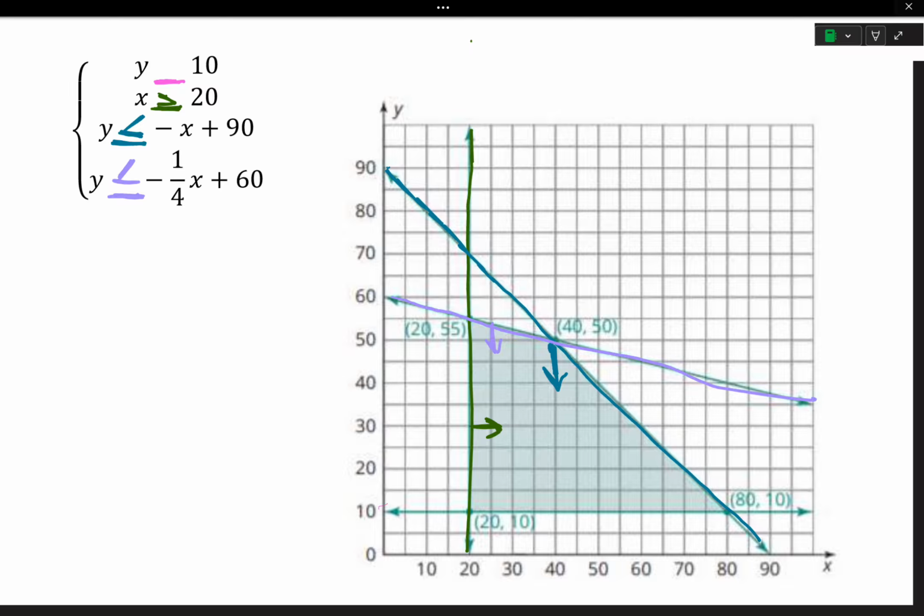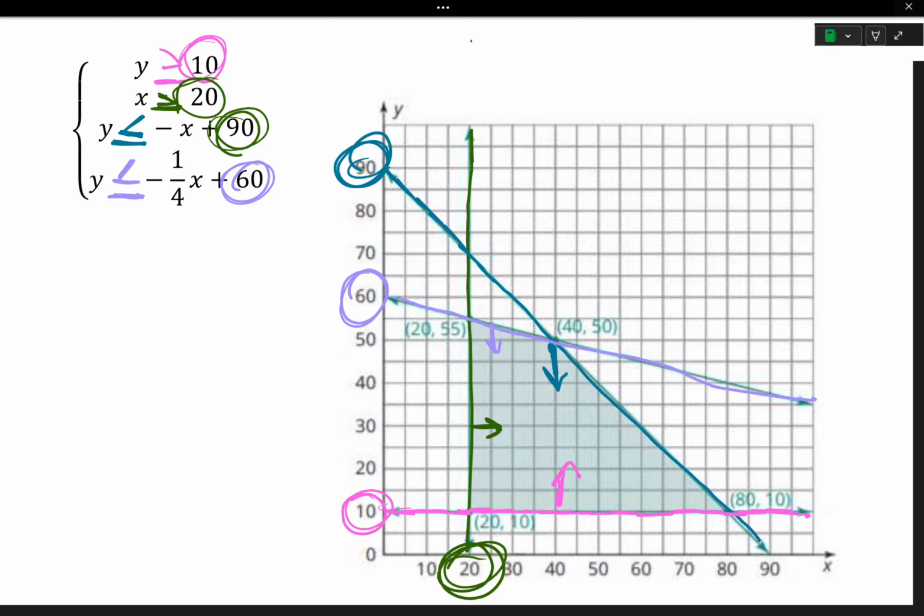Y equals 10. Well, let's see which one it is. Got it at 10. It's horizontal. Are we shaded above or below it? Above. So it's greater than. Very nice. Again, I was looking at the y-intercepts. I was looking here for the x, and then this y-intercept, and this y-intercept. You know me and my love for color coding.